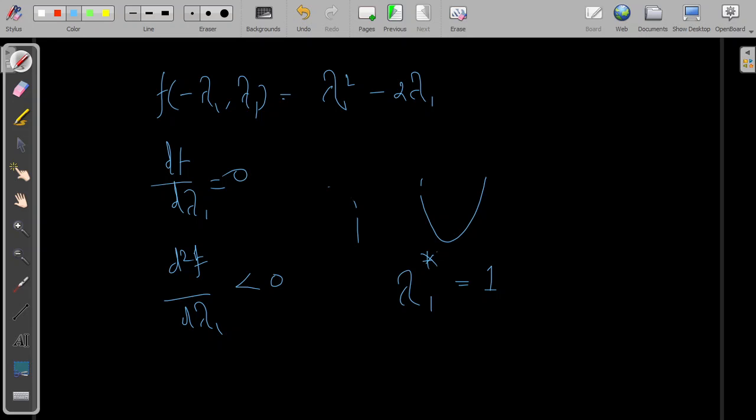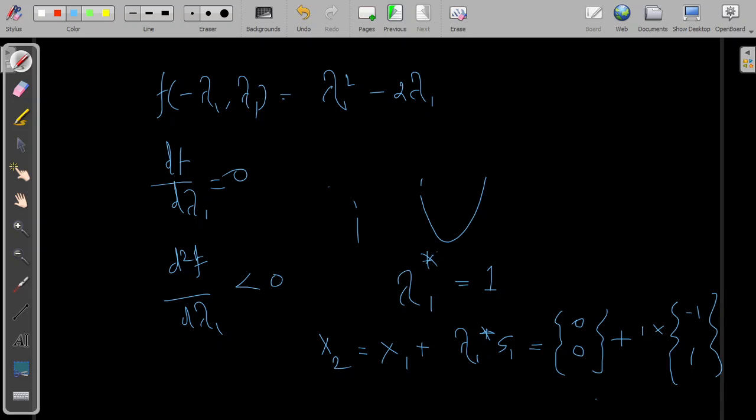Now we will find out x2, the new trial point, new optimum solution point vector. x2 equal to x1 plus lambda 1 star s1, that's equal to 0 0 plus 1 into minus 1 1, that's equal to minus 1 1. This is x2.